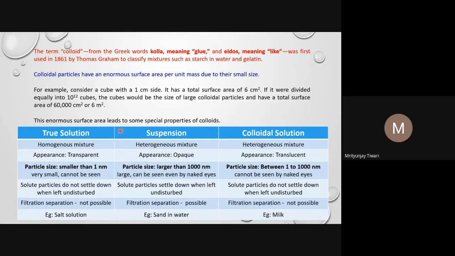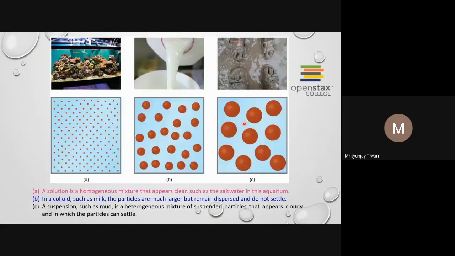Those things are not much in our syllabus. Let us now see the difference between true solution, suspension, and colloidal solution. What we have seen till now is that true solutions are homogeneous mixtures, but suspensions are heterogeneous mixtures, and colloidal solutions are also heterogeneous. The suspension is a heterogeneous solution, and this is also a heterogeneous solution because the components of the mixture are not uniformly distributed, so they are heterogeneous.